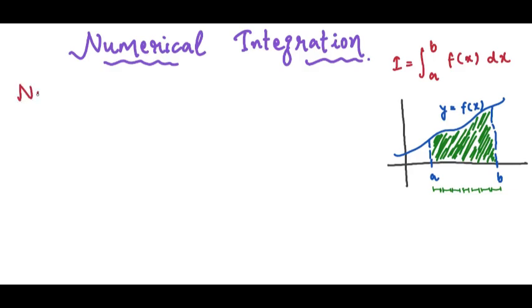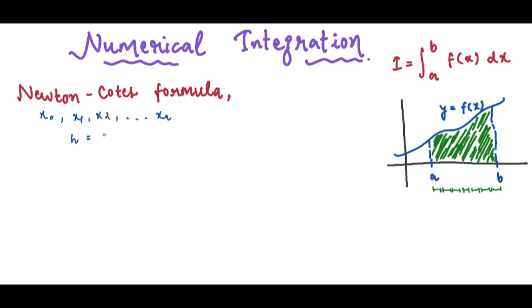Now let's introduce one of the most important families of numerical integration methods, the Newton-Cotes formulas. The basic idea is to approximate f(x) by a polynomial passing through selected equally spaced points. Suppose we have equally spaced points x0, x1, x2, up to xn with spacing h equal to x(i+1) minus xi. We approximate the function by an interpolation polynomial and then integrate that polynomial. So the process is: function values lead to the interpolation polynomial, and then we integrate the polynomial. This produces the Newton-Cotes integration formulas.